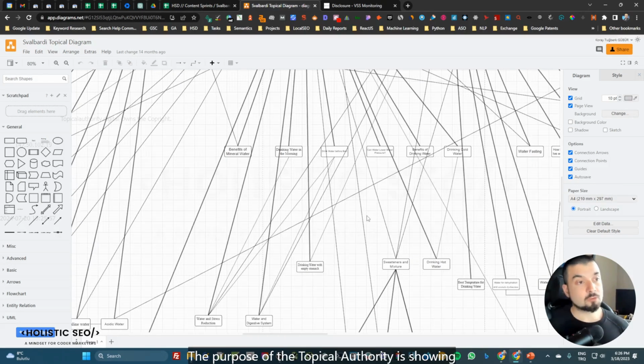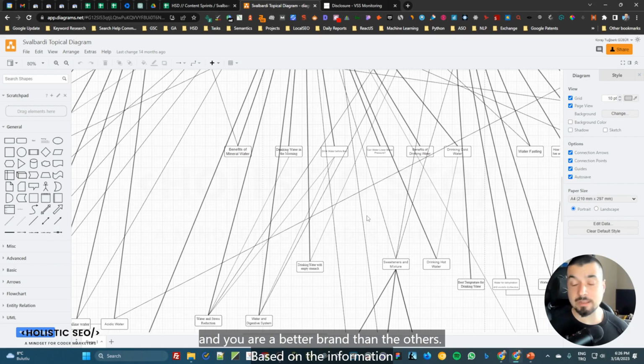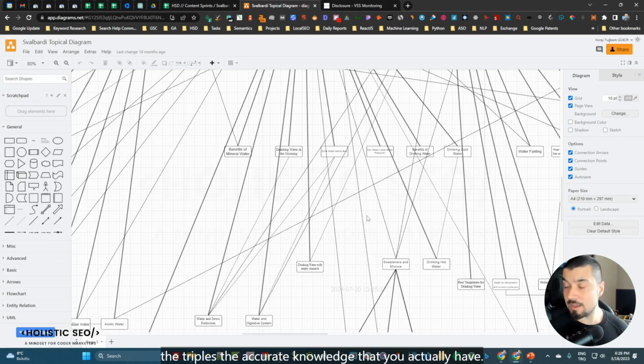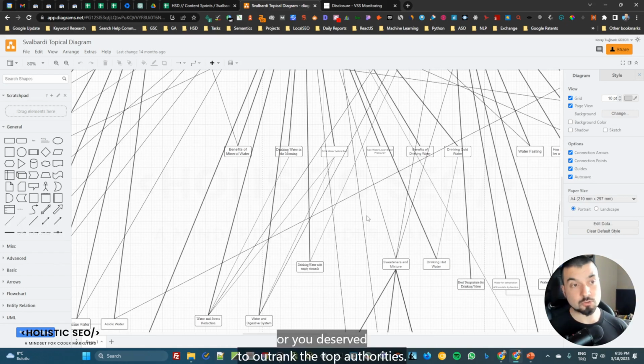The purpose of topical authority is showing that you are more authoritative, plus quality, responsive, and relevant, and you are a better brand than the others based on the accurate knowledge that you have. And to be able to do that, you will need to show the search engine that you are able to outrank, or that you deserve to outrank, the top authorities.